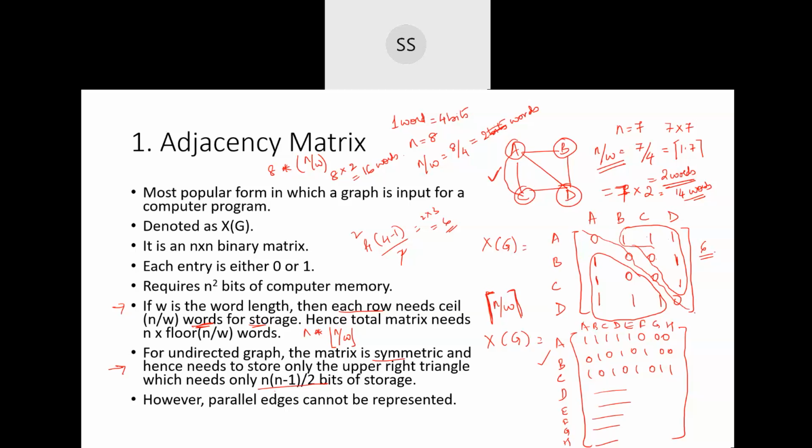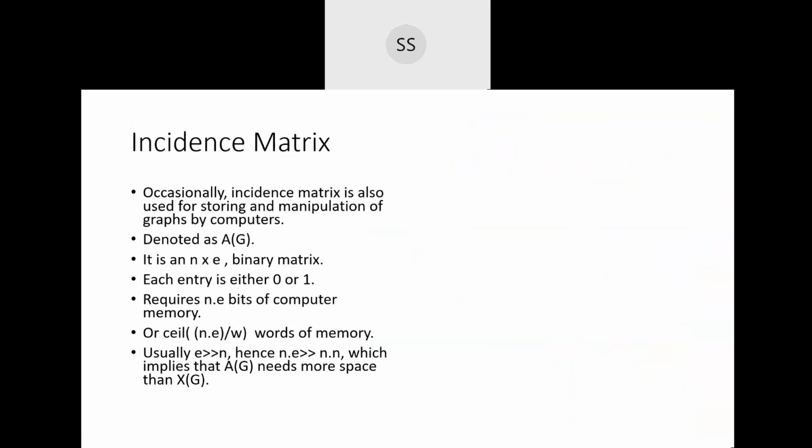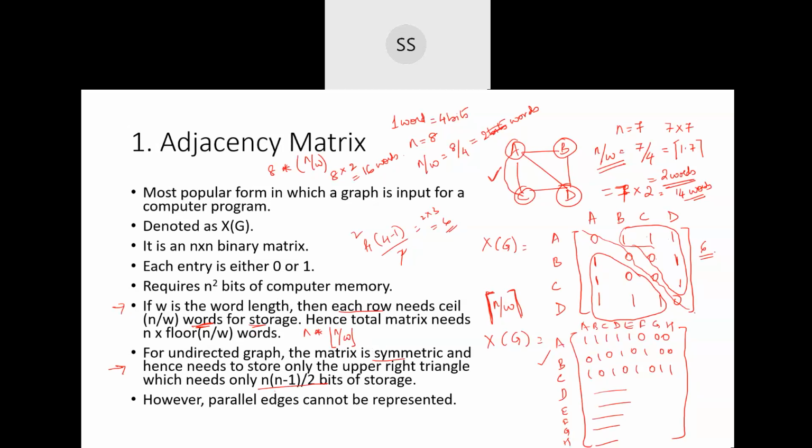So that was the first way of representing your graph inside your computer. Now let us go over the next example. Before that, I would like to prove this particular point: how a directed graph looks like.